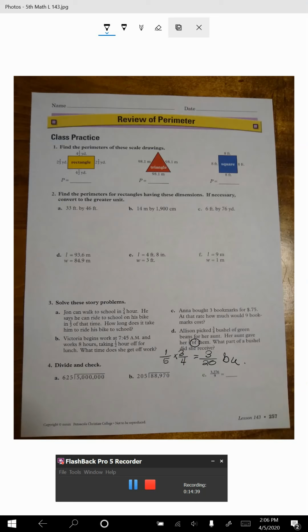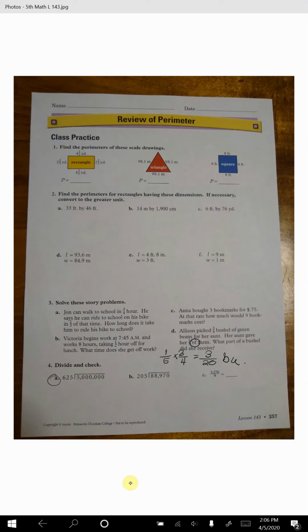Let me do A with you, just for the fun of it, right? You can do the other 2 on your own. Simple division problems for you guys. All right, 625 is closer to 600 than 700. So I'm going to use 6 as my estimating number.